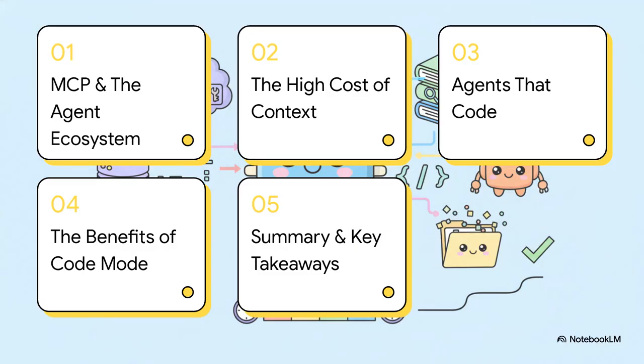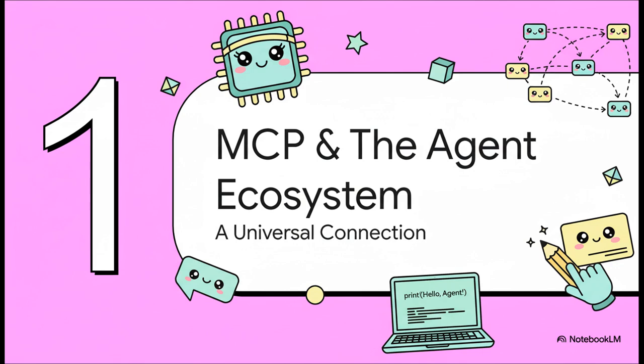So, here's the plan. We're going to start with the big vision of a totally connected AI world, and then we'll shine a light on the huge bottleneck that's been holding everything back. After that, we'll get into the really cool part, an elegant solution, break down all the surprising perks, and wrap it all up with the key things you really need to remember. Okay, so let's jump right in.